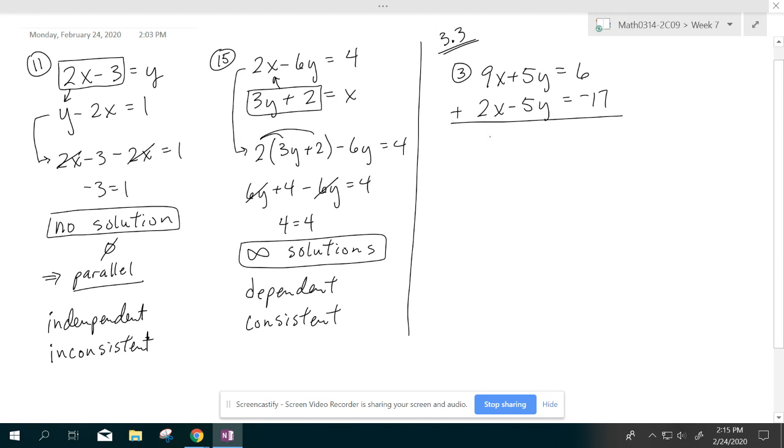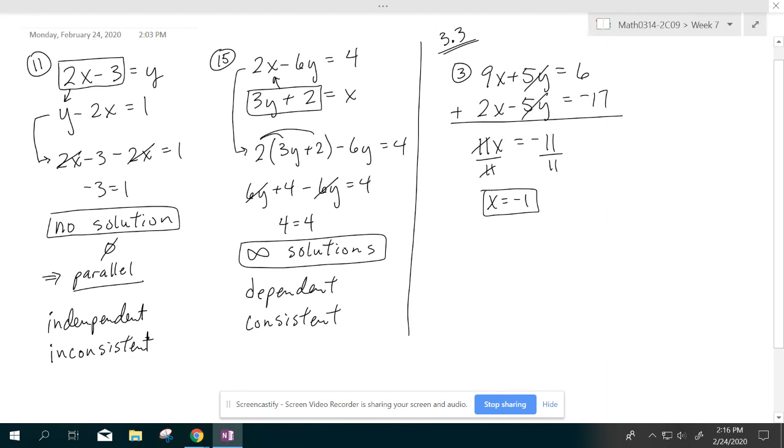9x plus 2x, 5y minus 5y, 6 minus 17. Y'all see what I did? I just added up and down. And then it's going to be super easy to get x by itself. Divide both sides by 11. x is negative 1.